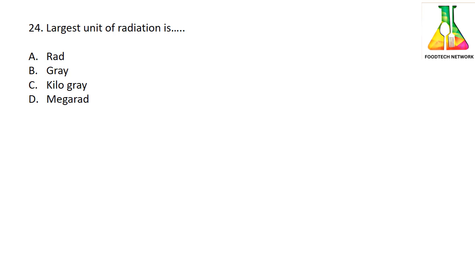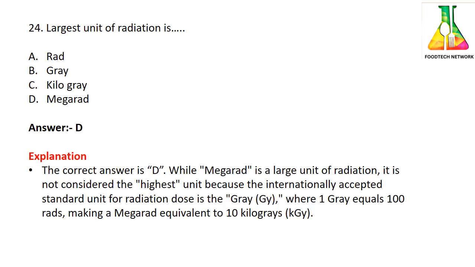24. Largest unit of radiation is option A, rad, option B, gray, option C, kilogray, and option D, megarad. Option D, that is megarad. While megarad is the largest unit of radiation, it is not considered the highest unit of radiation because the internationally accepted standard unit for a radiation dose is a gray, and 1 gray is equal to 100 rad, whereas 1 megarad is equal to 10 kilograys. So ultimately, the largest unit of radiation is megarad.